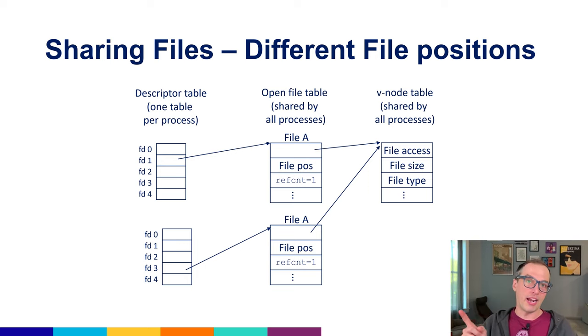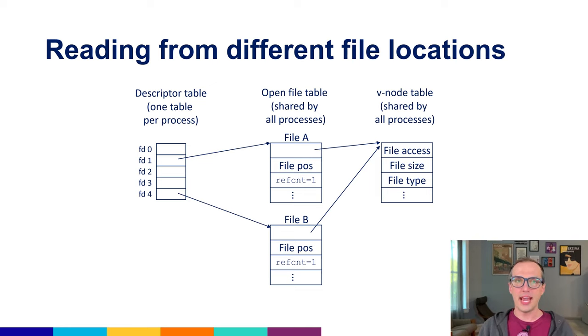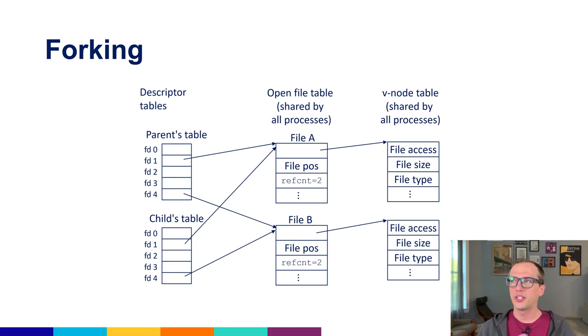And they both point back to the same vnode table entry because they are the same file which is open, but they're open with different modes, at different positions, shared by a different number of subprocesses, et cetera, stuff like that. So we can read from different file locations.